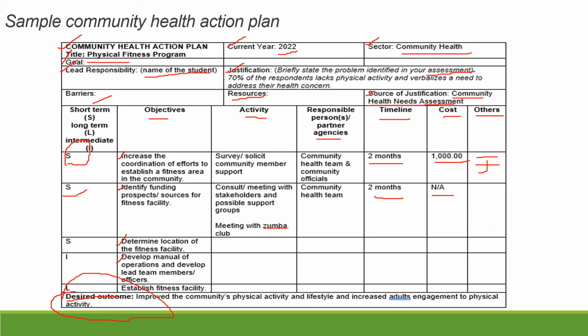So please review back and revisit your previous output and re-identify if you are not sure with your identified health assessment, or identified problems based on your health assessment. You could re-identify and resubmit your output and come up already with your action plan. So, our output for this activity is this: this whole community health action plan.